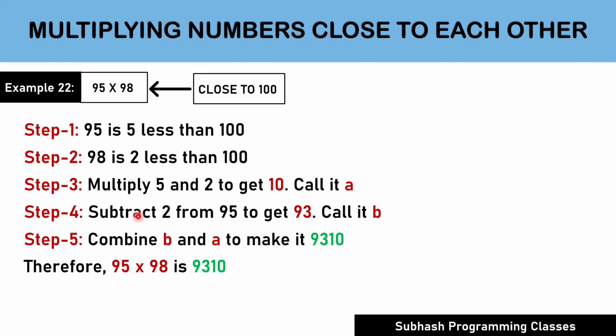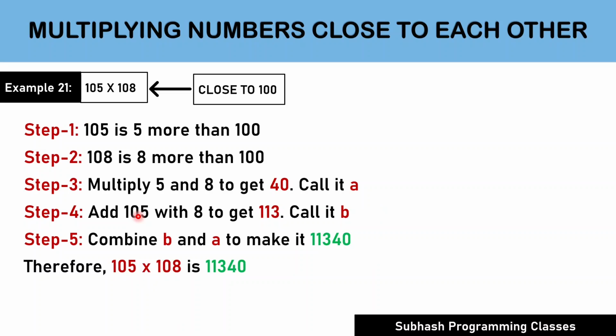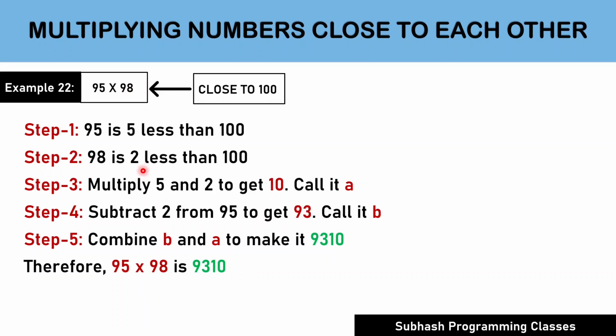Therefore 9310 is the actual answer for 95 multiplied by 98. Please note that in the previous problem, we did an addition instead of subtraction. That is, in the problem where 105 is 5 more than 100 and 108 is 8 more than 100, we did an addition because the numbers were more than 100. Whereas in the current problem, the numbers are less than 100 and that's the reason we did subtraction here. If you did not understand what I said, then revisit my previous problem and compare it with this problem and you will be able to understand better.